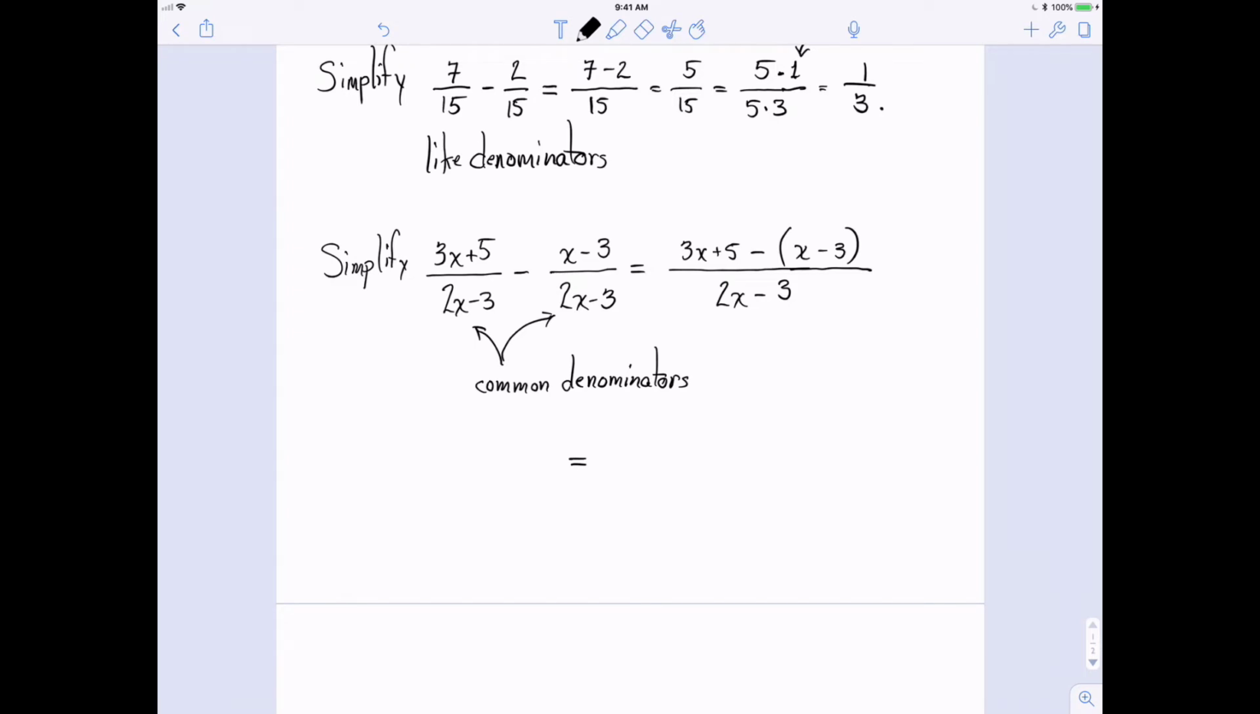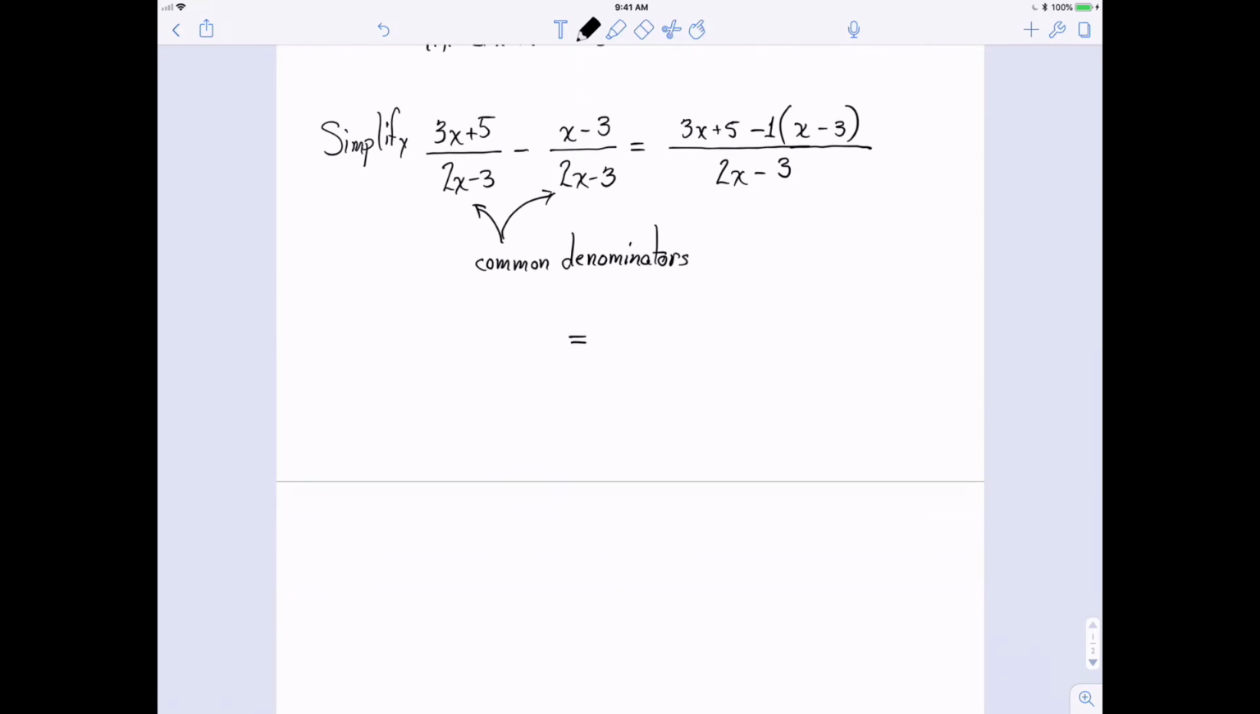I'm going to come down here. This means there's always an implied negative 1 there, so we have to distribute the negative 1. When we do that, we get 3x plus 5 minus x plus 3. It changes the sign on everything inside the parentheses. Now I combine like terms. So 3x minus x is 2x, 5 and 3 is 8, and the denominator stays the same.